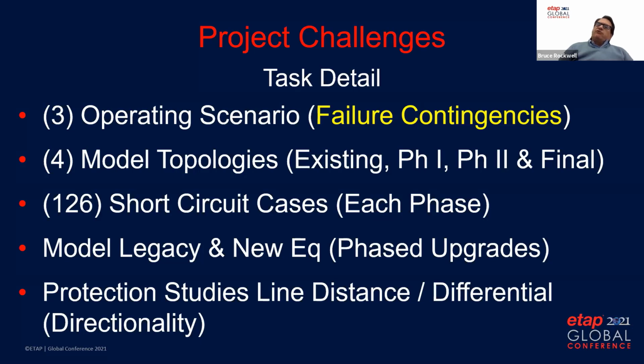So we took a legacy model that was there, and we were able to validate that model, but also show the client the accuracy of the new computerized model techniques, and slightly improve the evaluation capabilities. And new equipment was added into the model. So we were able to compare the original design to the new equipment model design. The protection studies that were done included line distance, differential, and directionality, 67 elements.